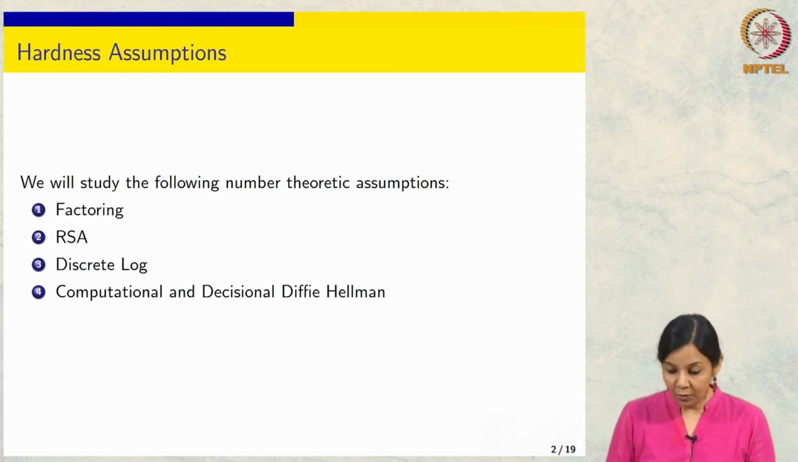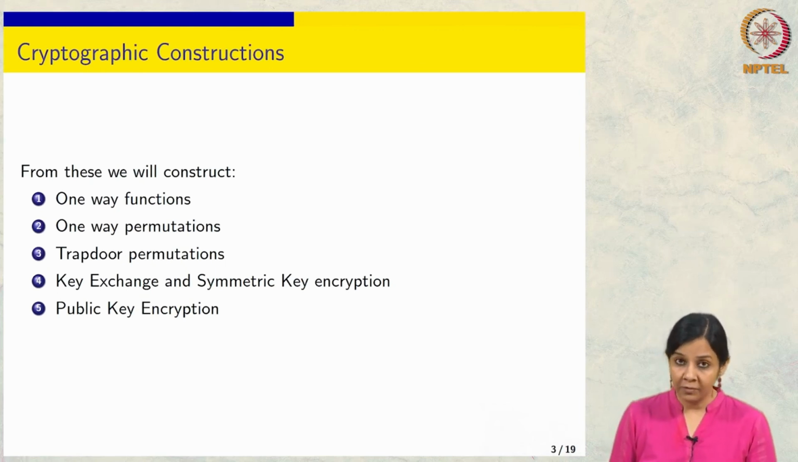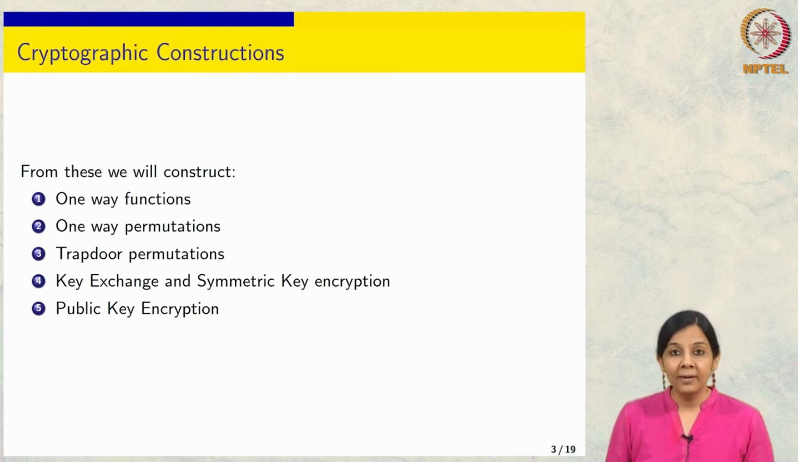All of these are going to succumb to quantum attacks, as we will see later, but first we will study these assumptions and we will try to understand how to build cryptography from them. In particular what we will study is how to construct one-way functions, one-way permutations, trapdoor permutations. We will study a key exchange protocol and symmetric key encryption, and then we will subsequently build public key encryption.